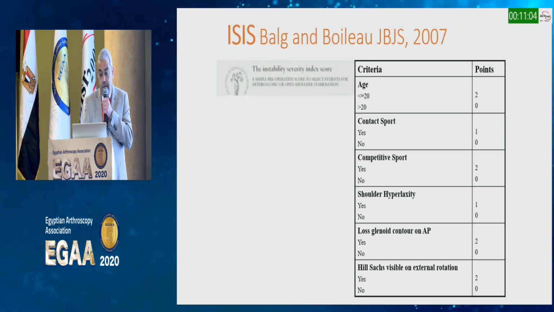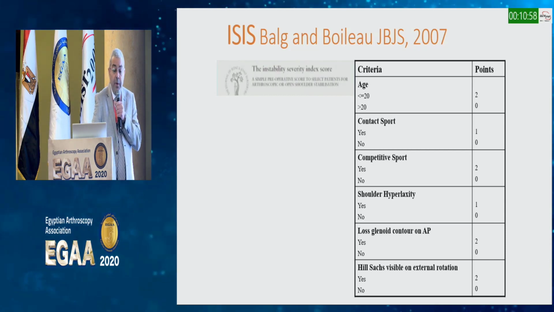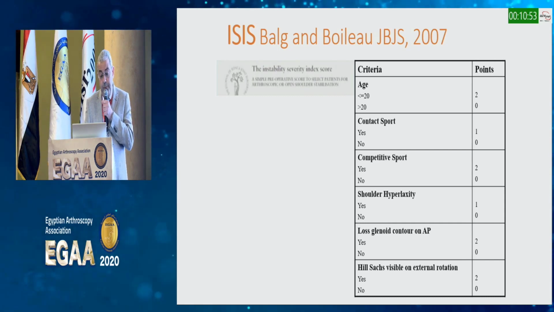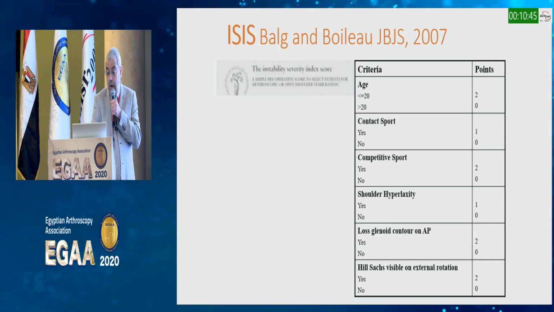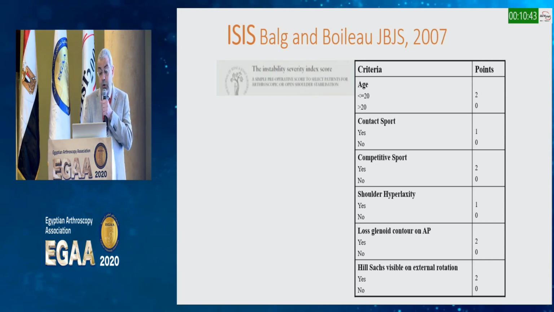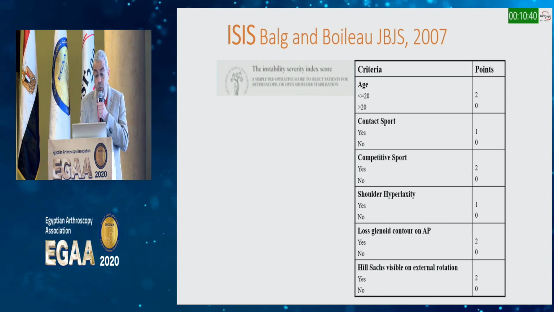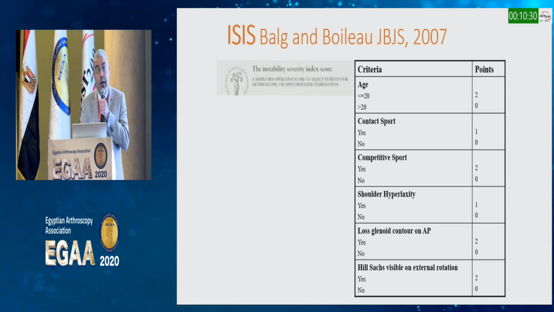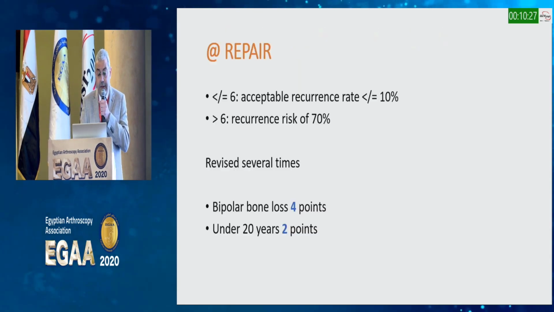Pascal Boileau, 13 or 14 years ago, introduced his ISIS score, the Instability Severity Index Score, and he stated that it's a simple way to know whether we're going to do a Bankart or a Latarjet for these patients. He gave age 2 points, contact sports 1 point, competitive sports 2 points, shoulder hyperlaxity 1, loss of glenoid contour on the AP X-ray 2 points, not on the CT, and Hill-Sachs visible on external rotation, again on an X-ray and not on a CT.